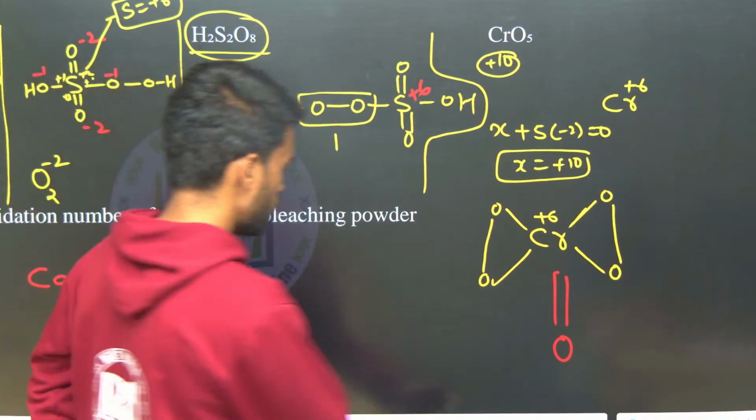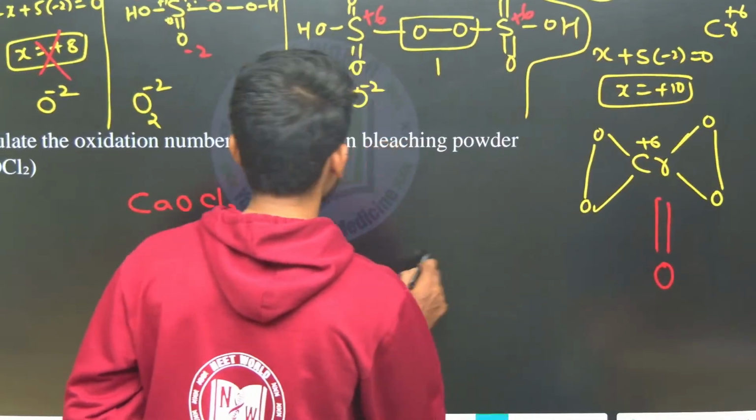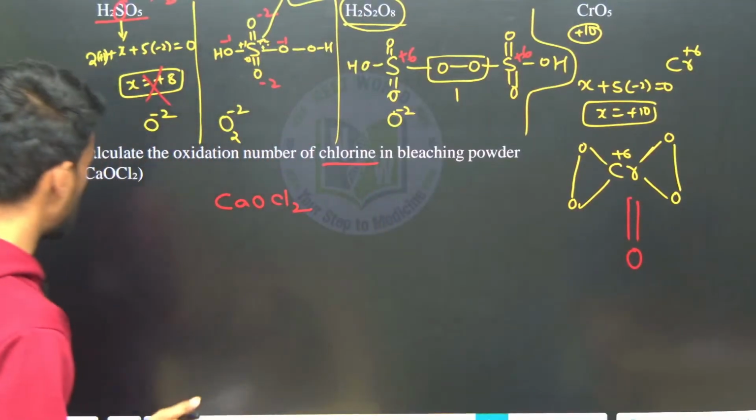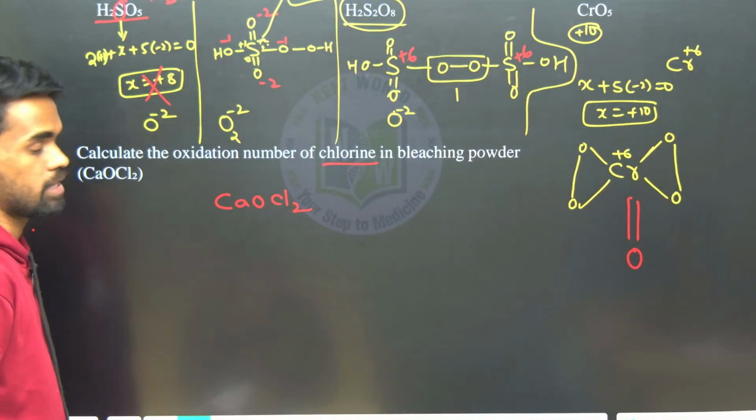Clear. Next, what about the oxidation state of chlorine in bleaching powder? CaOCl2 is the formula you can take.